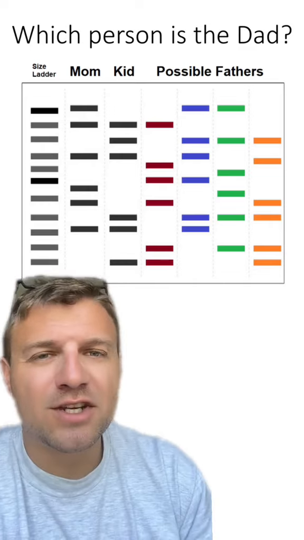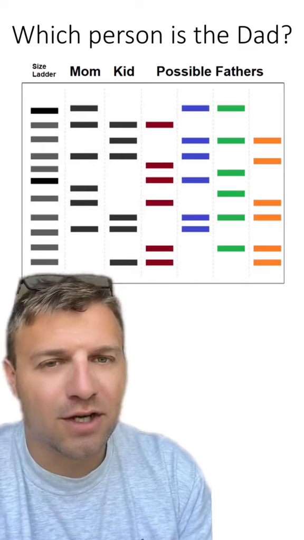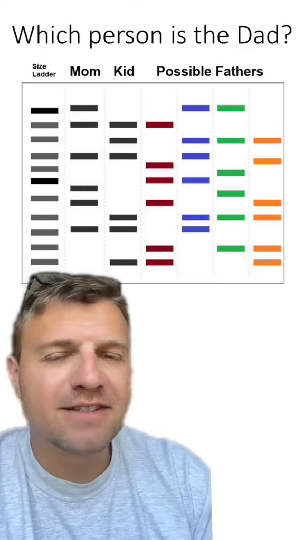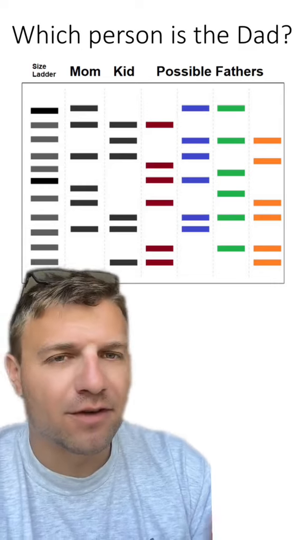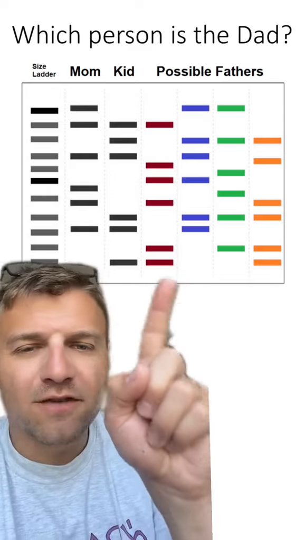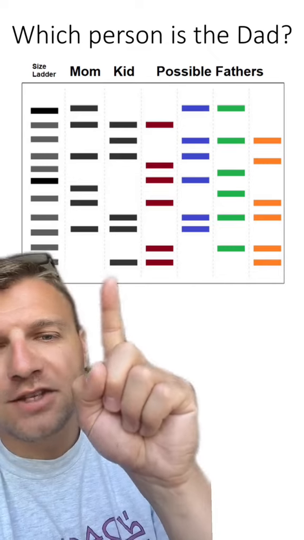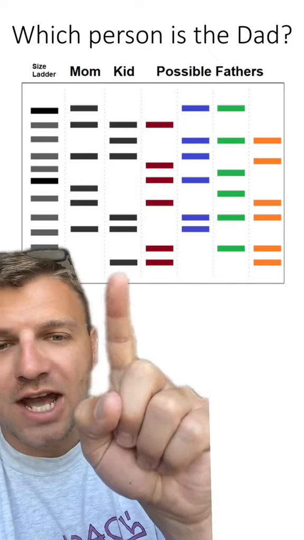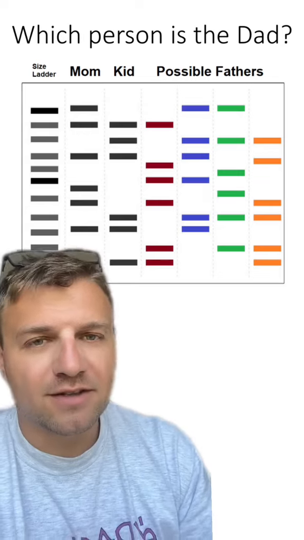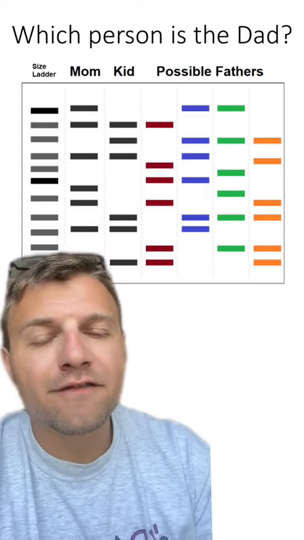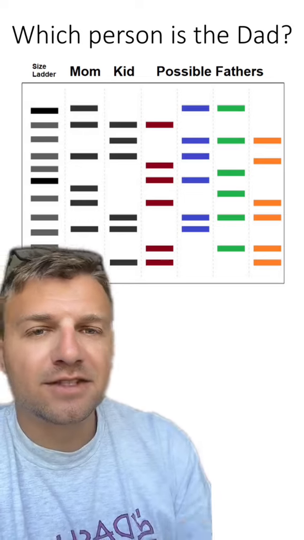Let's do another one of these genetic fingerprintings based on paternity. You receive half of these DNA fragments from mom and half from dad. So which of the possible fathers is the father of this child? To figure this out, you have to figure out which fragments didn't come from mom and the child and find them in the possible fathers. The father has to have all of the fragments that the kid has that he didn't receive from his mother.